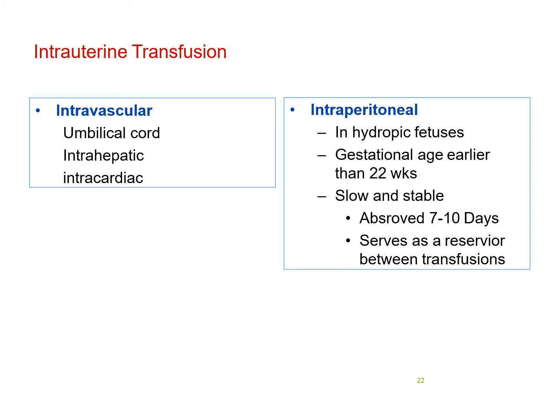Intrauterine transfusion, as we said, we do it if the MCA-PSV is more than 1.5 multiples of median. We take a blood sample from the baby, send it to the lab to know the baseline hemoglobin or hematocrit level, and we transfuse the baby using the intravascular method, either in the umbilical cord, intrahepatic or intracardiac, or intraperitoneal. If the gestational age is earlier than 22 weeks, we can't use transfusion through the umbilical cord, so we use the intraperitoneal one.